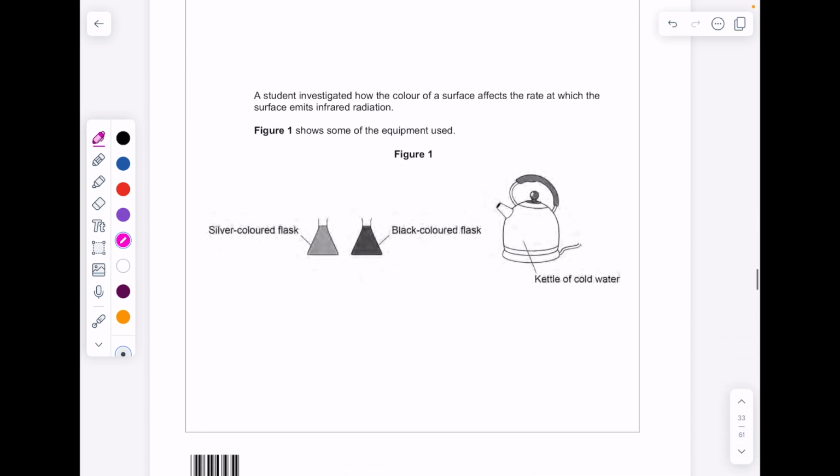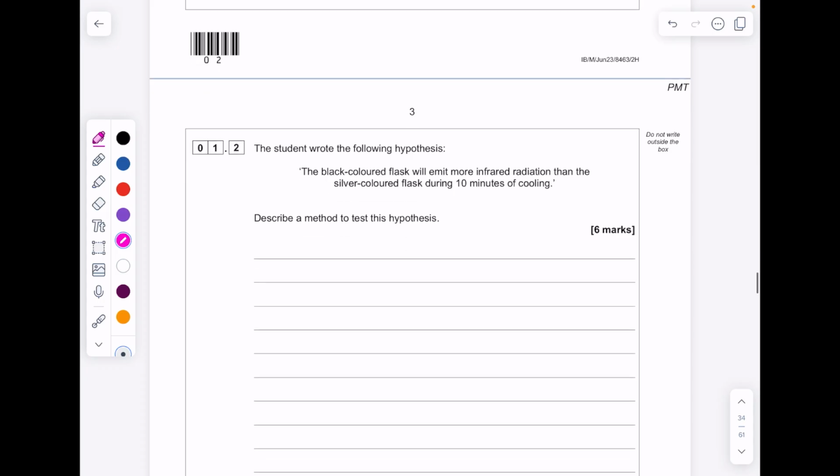A student investigated how the colour of a surface affects the rate at which the surface emits infrared radiation. Figure 1 shows some of the equipment used. We've got both a silver and black coloured flask, as well as a kettle of cold water. The student wrote the following hypothesis. The black coloured flask will emit more infrared radiation than the silver coloured flask during 10 minutes of cooling. Describe a method to test this hypothesis.